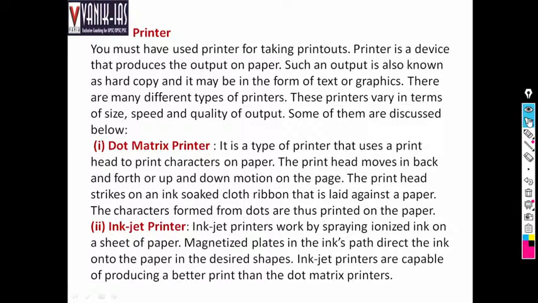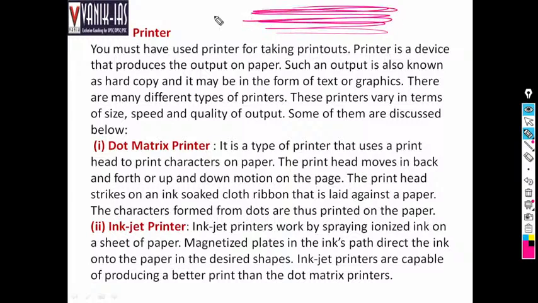We know the types of monitors; now we are understanding the types of printers. A dot matrix printer is a type of printer that uses a print head to print characters on paper. The print head moves back and forth and up and down on the page. The print head strikes an ink-soaked cloth ribbon laid against the paper. The characters formed from dots are printed on the paper. It moves like this, like the plotter you may have seen earlier where flex is made. That is the dot matrix printer.